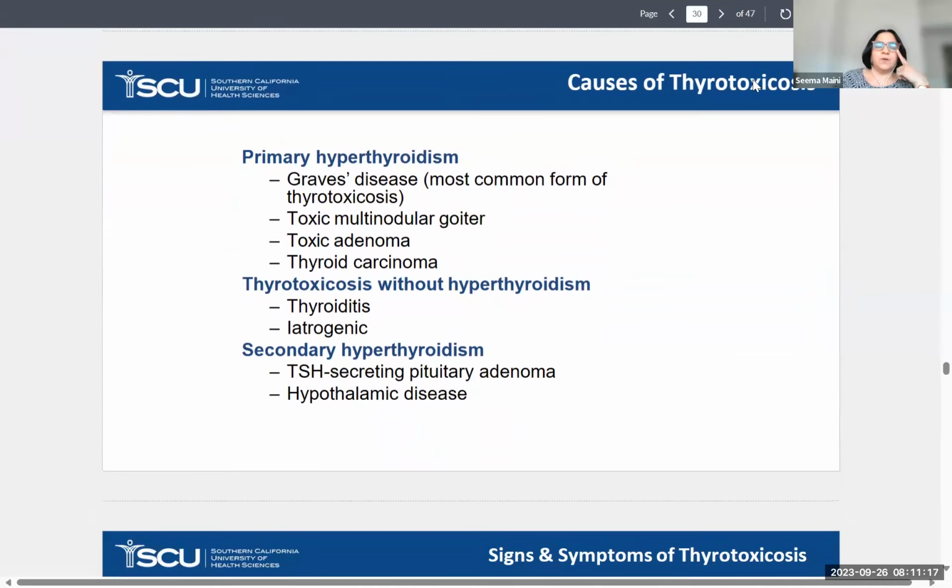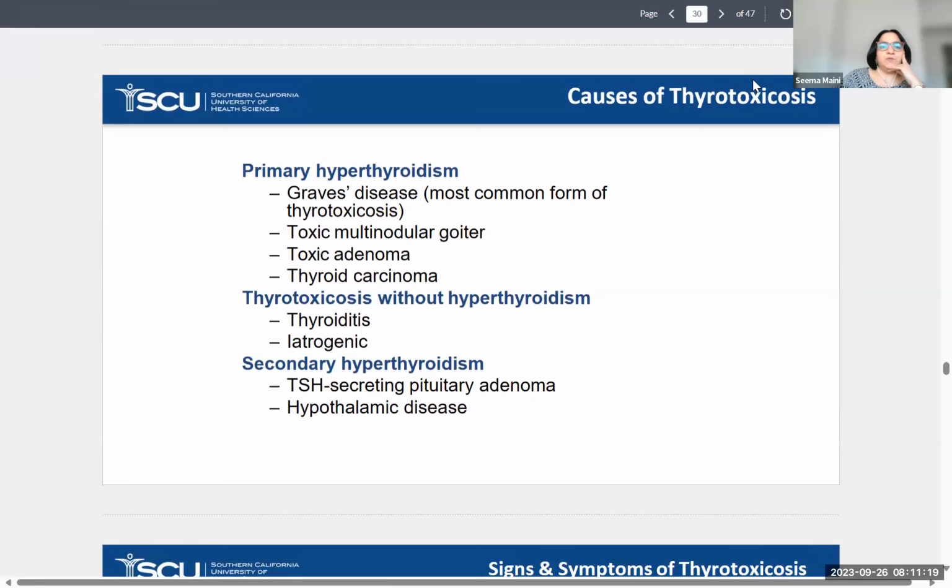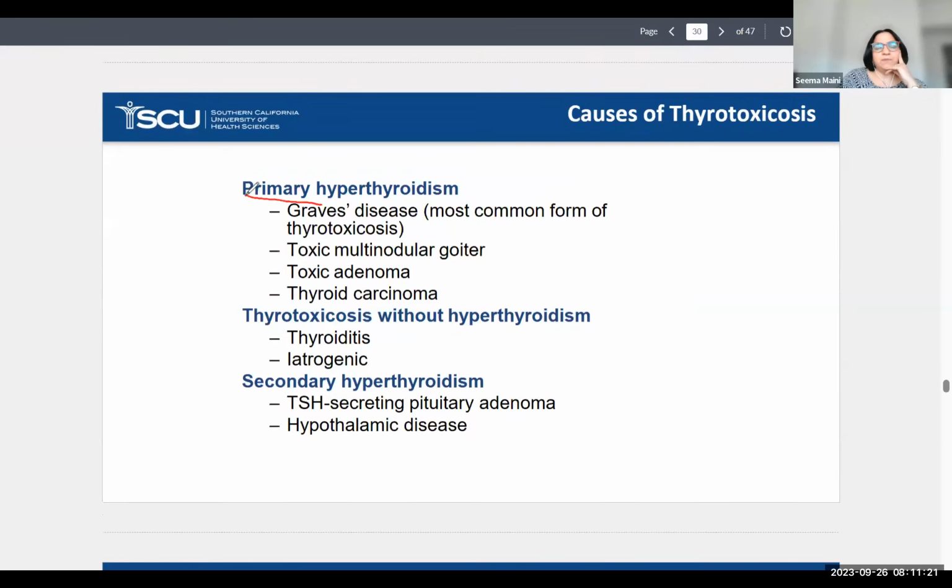Then we started talking about thyrotoxicosis. So there is primary hyperthyroidism when the thyroid gland starts functioning more, starts secreting more T3, T4. So this disorder means this is primary. This is the disorder of the thyroid gland.